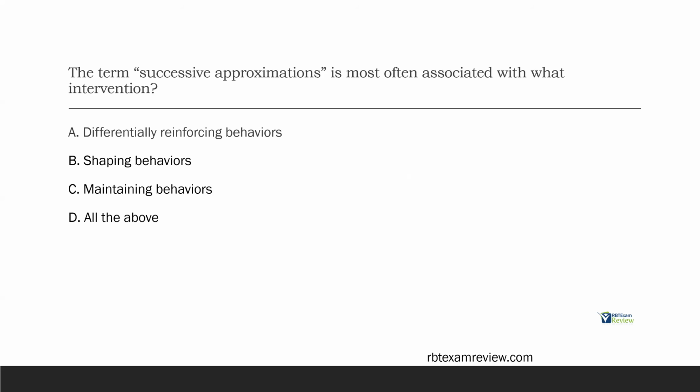And since we eliminate C, we can eliminate D, all the above. Therefore, we have to pick A or B. B is just the better answer because that is the definition of shaping, reinforcing successive approximations. Again, why you always read all your answer choices. You want to find the best answer every time.